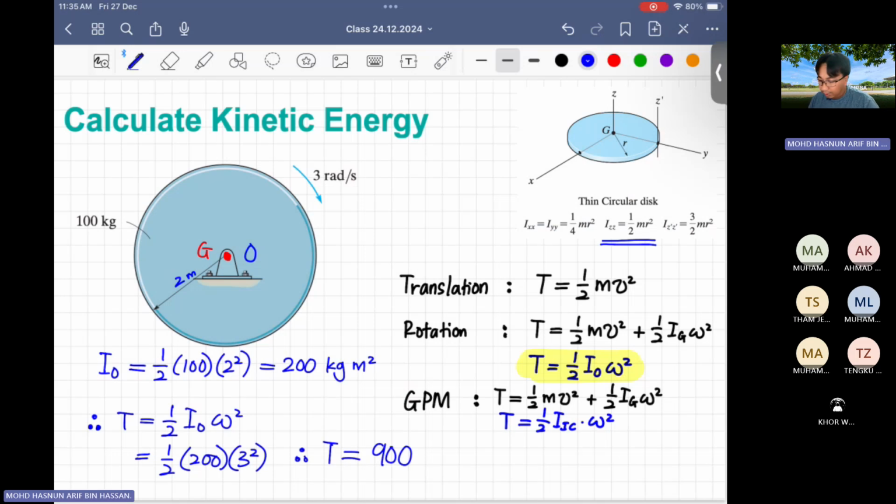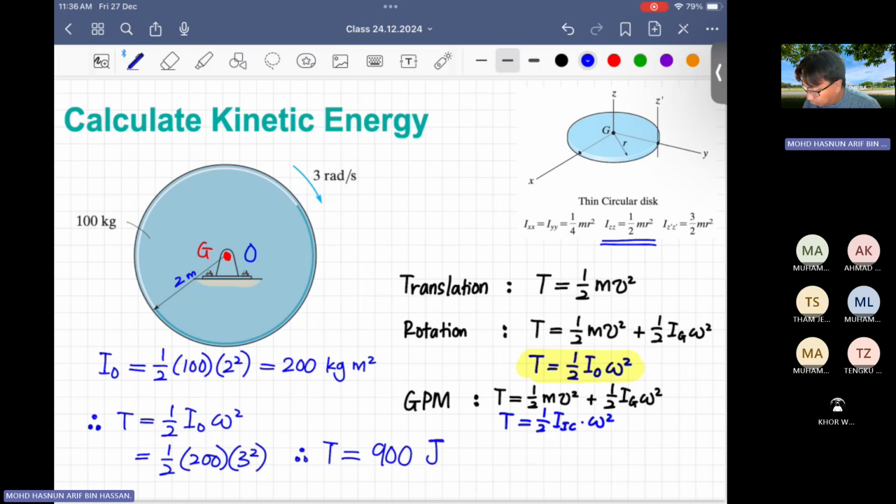So what is the unit for kinetic energy? Anyone? All energy. What is the unit of energy? Kilogram meters, meter per second square. Newton per meter? No, it's not. The unit for energy is joule.